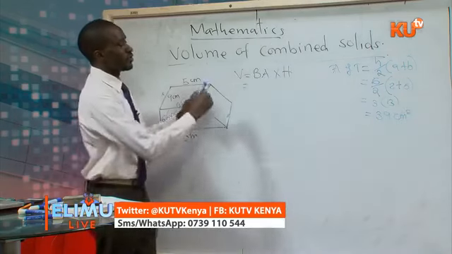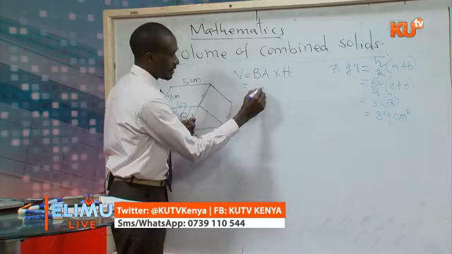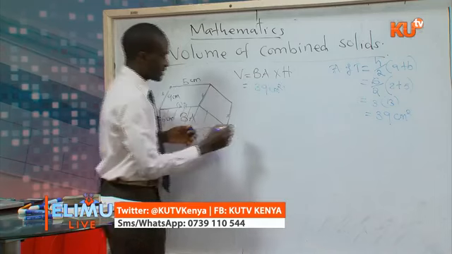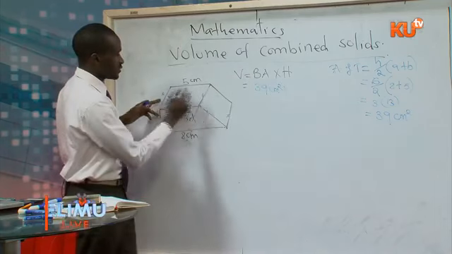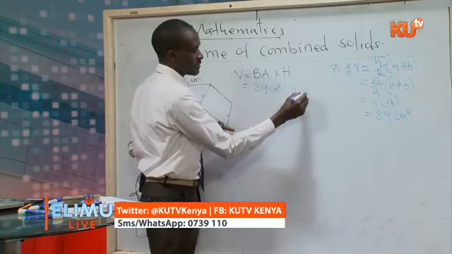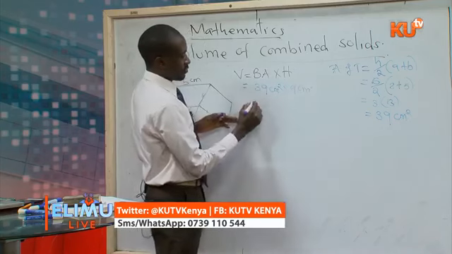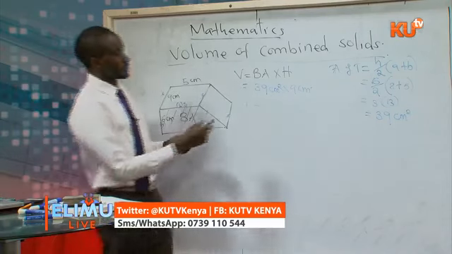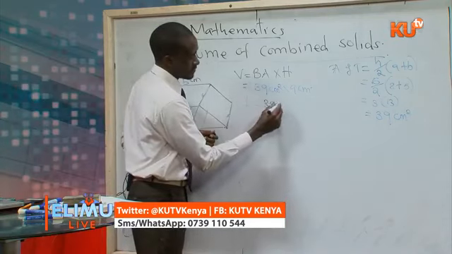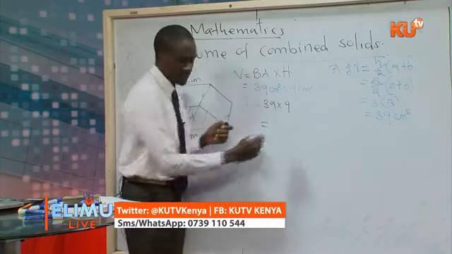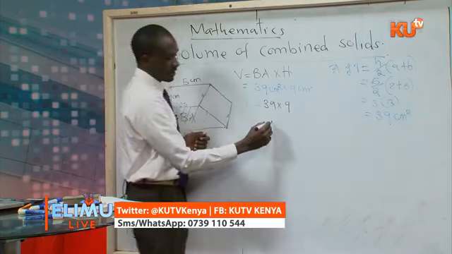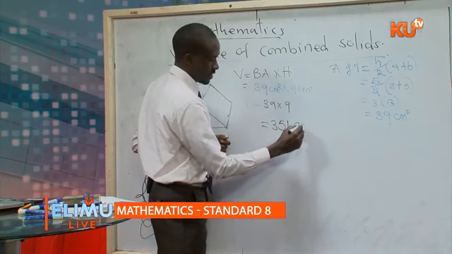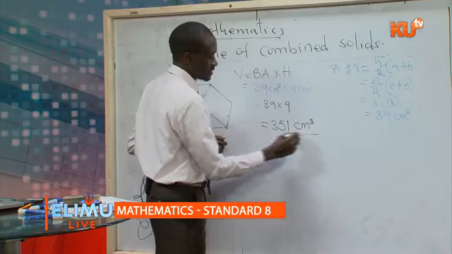Now when you come to volume, volume is base area times height. And we said height, now we take this one, which is 9 centimeter. Now, what is the volume? Volume is 39 times 9, which gives us 351 cubic centimeter.